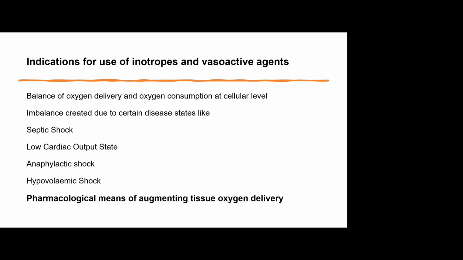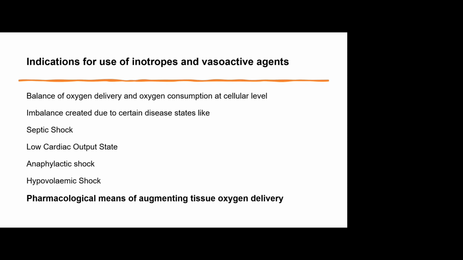Thank you. So the body has this balance of oxygen delivery and oxygen consumption at a cellular level. Now, this balance is broken by certain disease states, like septic shock, the low cardiac output state, anaphylactic shock, and hypovolemic shock. When these things happen, we use inotropes or vasoactive agents as a pharmacological means of augmenting the tissue oxygen delivery or trying to restore the balance, which has been broken because of these disease states.